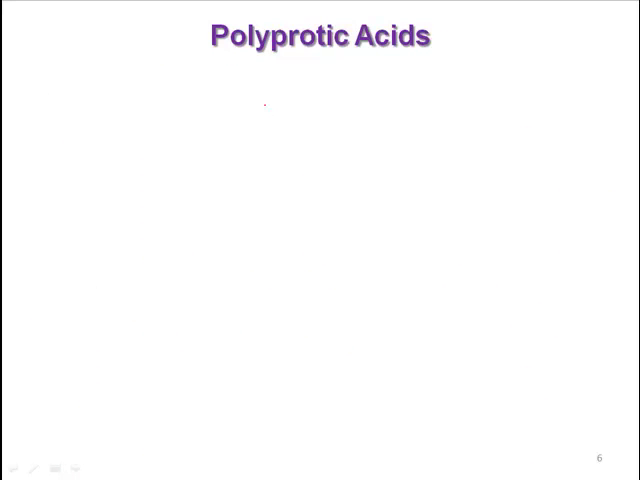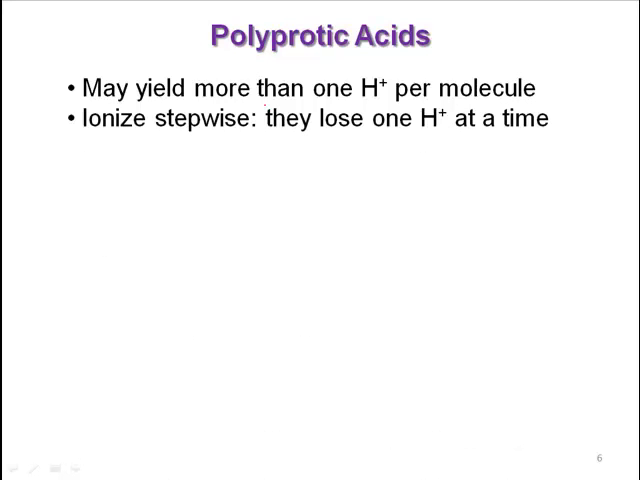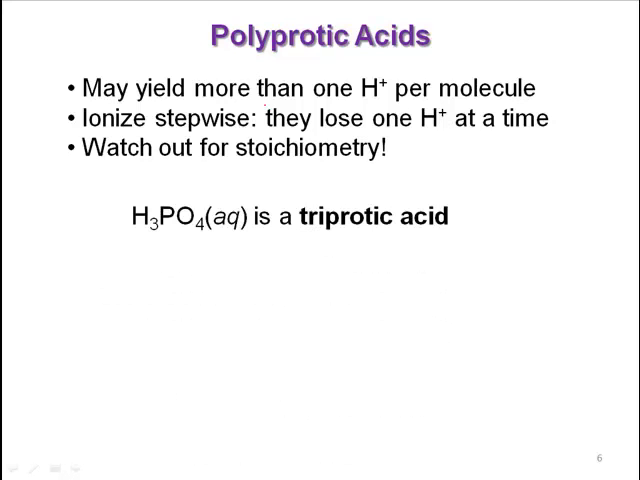So those are monoprotic. Next is our polyprotics. For polyprotics, they may yield more than one hydrogen per molecule. They ionize stepwise. They lose only one H at a time. So they don't lose all of them at a time. You have to do one by one by one, depending on how many they have. Watch out for stoichiometry. So H3PO4 is a triprotic acid.